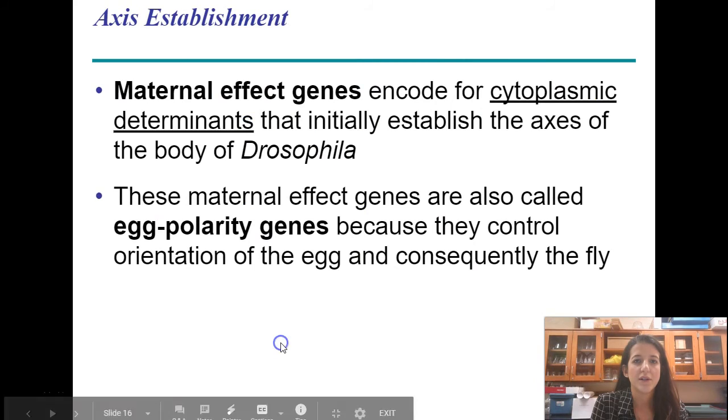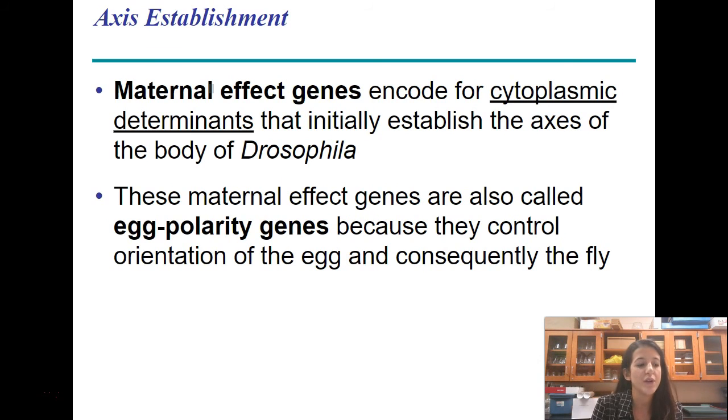Alrighty, so one thing I want us to focus on are these maternal effect genes. They're going to encode for cytoplasmic determinants. They are present in that initial unfertilized egg, and will later help set up the head and butt, and we'll talk about how they do this. But those maternal effect genes are also called egg polarity genes because they set up, obviously, the opposite sides of the body, right, where the head's going to be, where the butt's going to be.